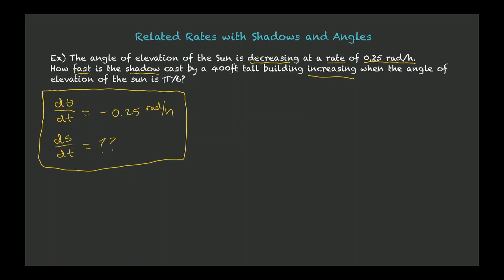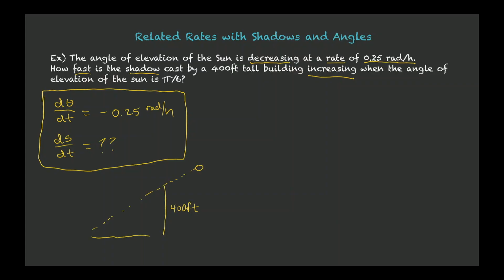Okay, our second key step in solving a related rate problem is to find an expression that relates together the variables which are changing in the problem. So in this case, the angle theta and the length s of the shadow. Now when we're dealing with angles, a lot of times the best strategy is to draw a picture. So here we have a 400-foot tall building. We have the sun up in the sky, and the sun's rays hit the top of the building and cast a shadow along the ground.